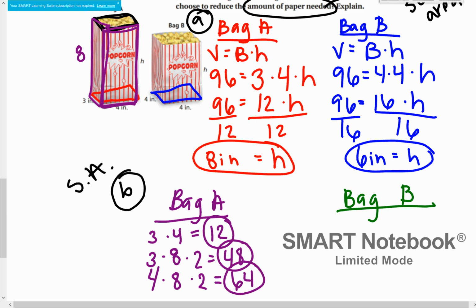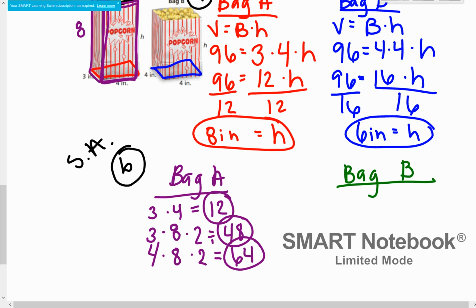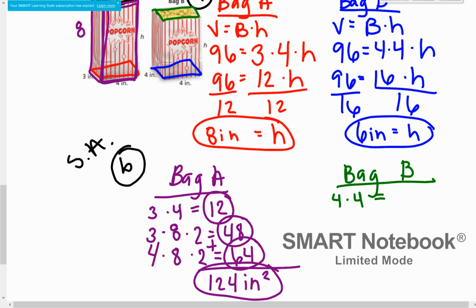Last step, to find that total surface area, we add those numbers up, and we get 124 inches squared surface area. Same process for bag B. Again, we're not going to have a top, so we need to make sure that we don't do a top and bottom. So we're just going to have 1 4 by 4 for bag B. So that gives us 16.